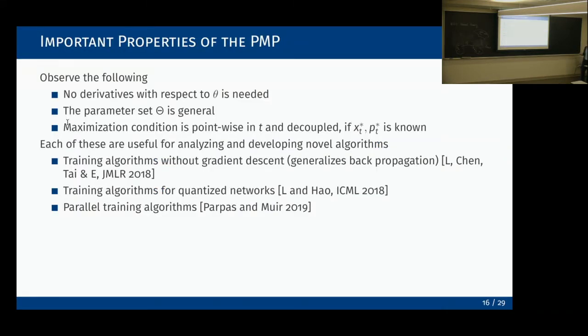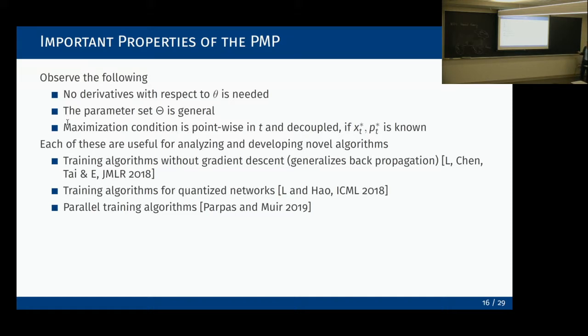Okay. So the parameter set is very general. I don't need it to contain an open neighborhood where you can do some first-order perturbation. This set can even be finite. There's a finite number of ways that you can pick, and this will still hold. So it's quite general.